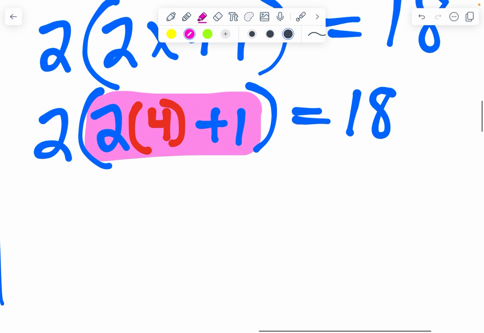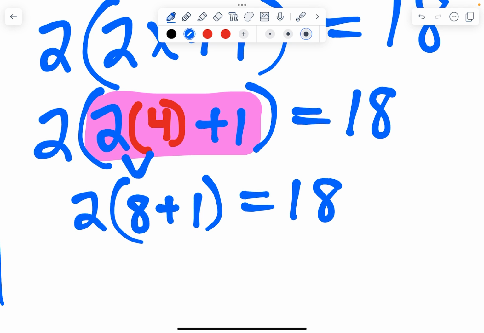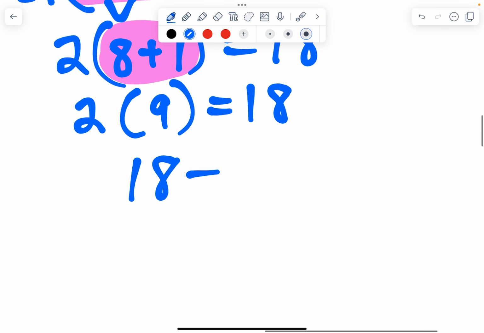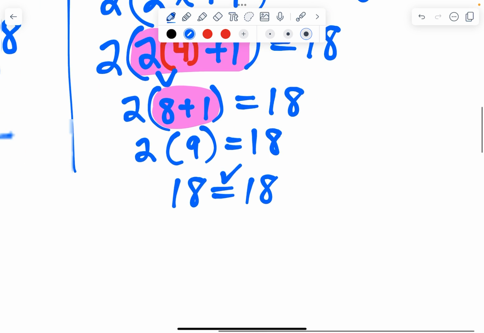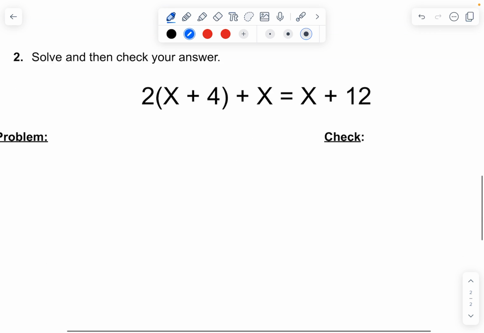Okay, and if I do that, I'm going to go 2 times 4 is 8, and I'm going to write down the other stuff. I'm still working inside the parentheses. Again, order of operations. So 2 times 9, and I end up with 18 equals 18. So then I know that x is 4. Some students will highlight as they work their problems. Feel free to do that if that helps. Let's go down to the next problem.